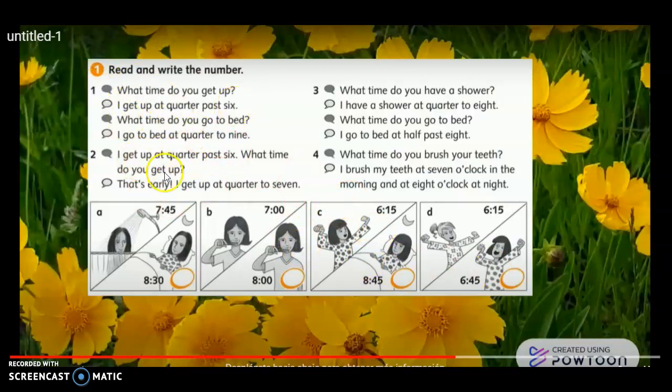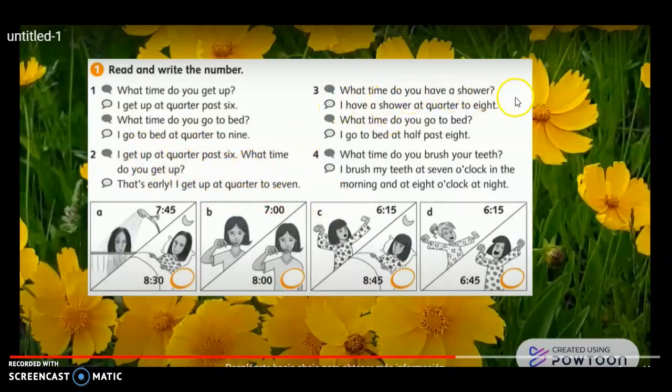Right? Number 2. What time do you get up? That's early. I get up at 6:45. Okay. So I get up at 6:15, right? Una de las niñas se levanta a esa hora y la otra se levanta a 6:45, right? 6:15 y la otra a 6:45. Son dos niñas distintas. Ojo con la número 2.